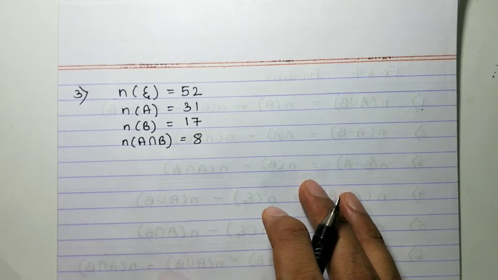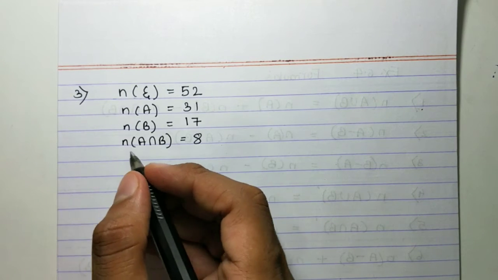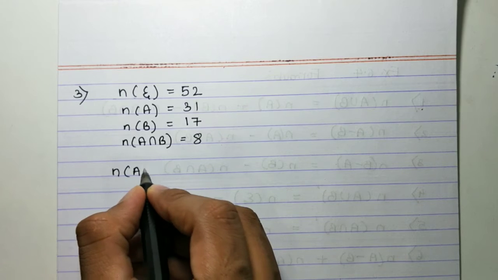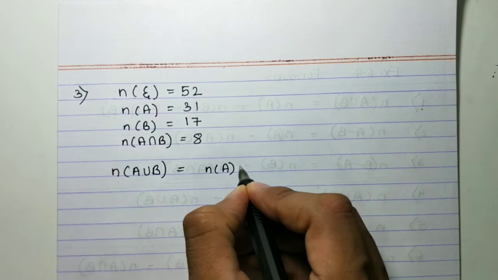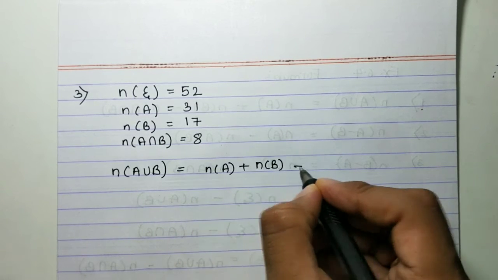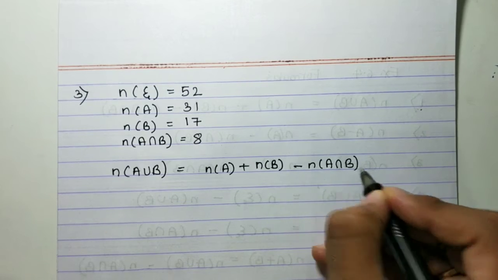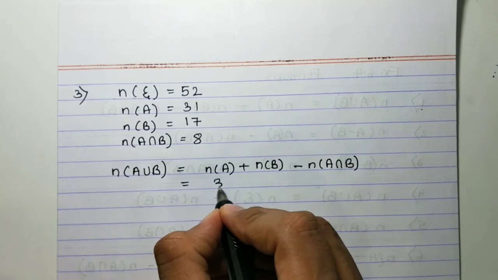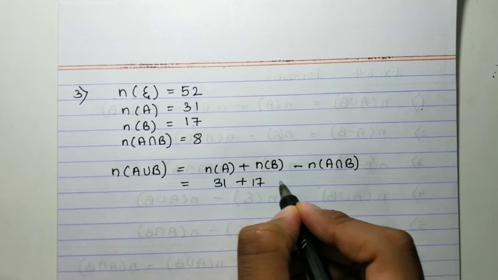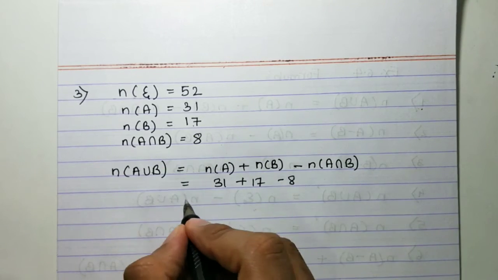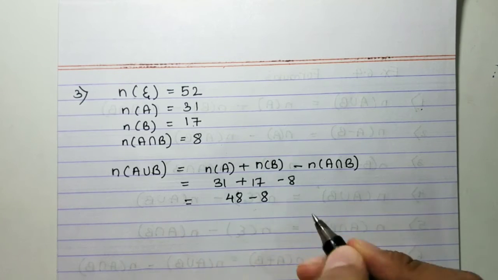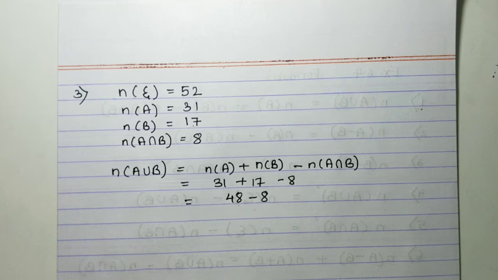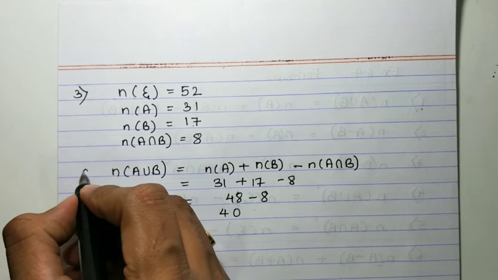Now using this information we can easily solve. First we have to find n of A union B. Means the first formula. What is A union B? A plus B minus A intersection B. What is A? 31. What is B? 17. What is A intersection B? 8. Okay, so this will be 48 minus 8. Answer is 40.